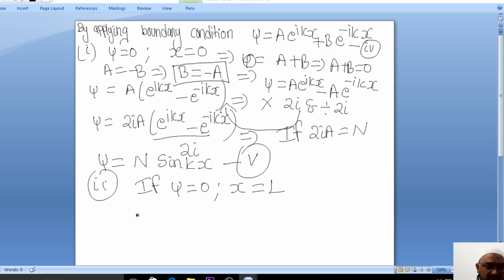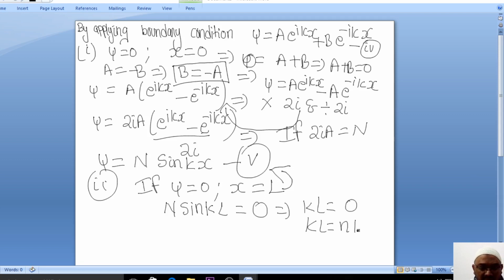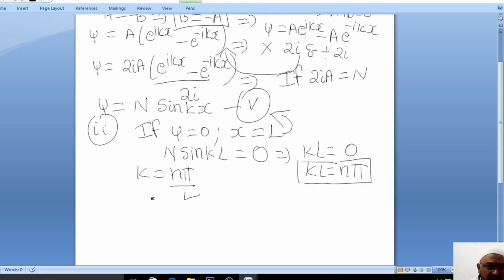From here, we are applying the boundary condition to equation number 5. So what will you get? N sine kL is equal to 0, which implies kL is equal to an integral multiple of pi. This is the basic condition where you will find that this value will be equal to 0. So here k is equal to n pi by L. This is the value of k we got from the boundary condition.